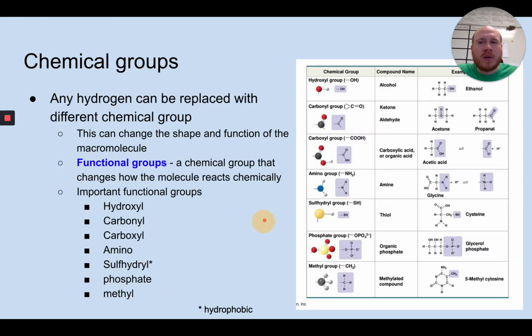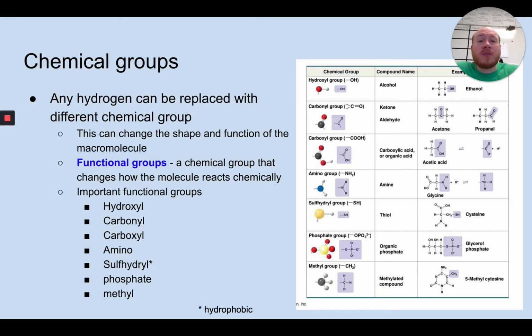There's nothing else involved. Now, in organic chemistry, we have things called chemical groups. They're specific little pieces that are sometimes found in specific molecules. Any hydrogen can be replaced with a different chemical group on the chain. So if you've got 2 carbons and there are just hydrogens around, you can pull a hydrogen off and add a group, and it'll change the properties of that molecule.